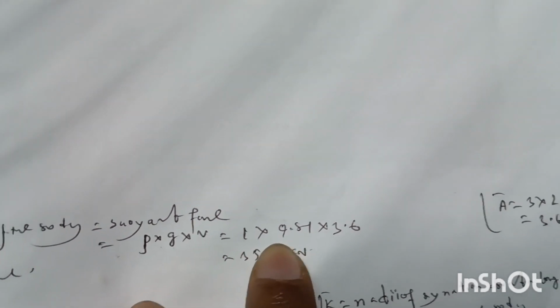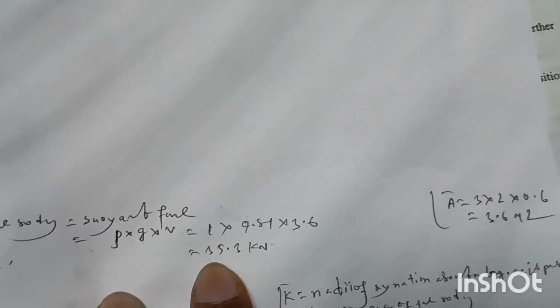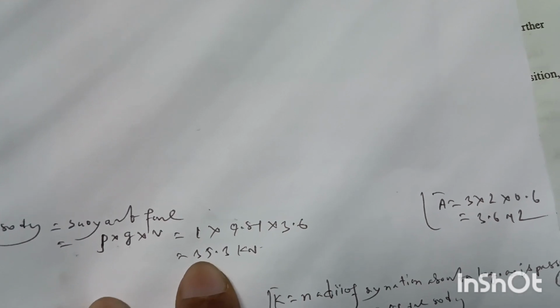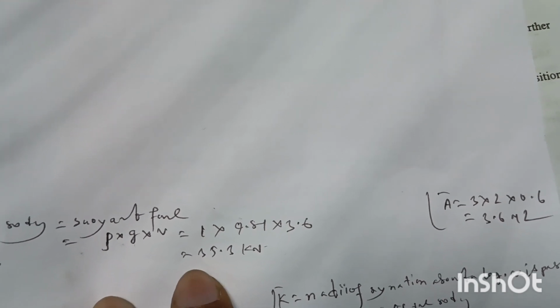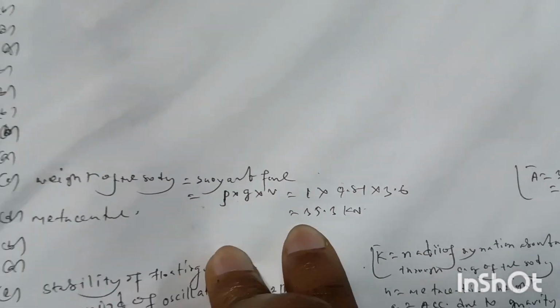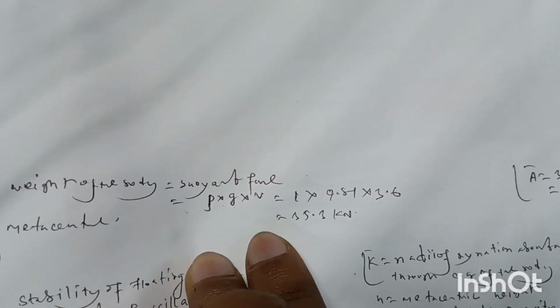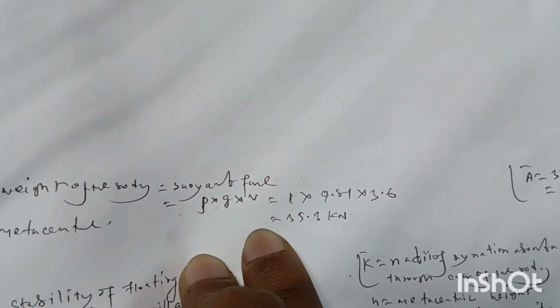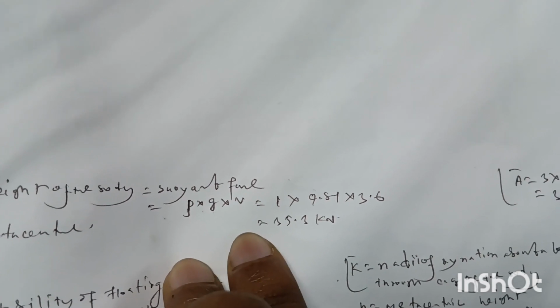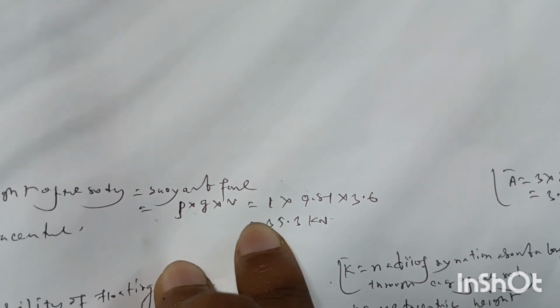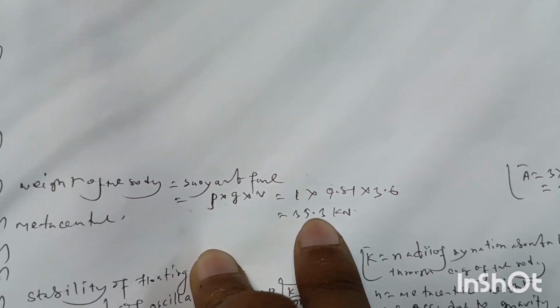So the volume of immersion of the body will be 3 into 2 into 0.6, because the depth of immersion is 0.6, so 3.6 meter cube. If we put the value into the equation of buoyant force, that will be equal to the weight of the body, equal to 1 into 9.81 into 3.6. We will get the weight of the body equal to 35.3 kilonewton. Option C is the right answer.